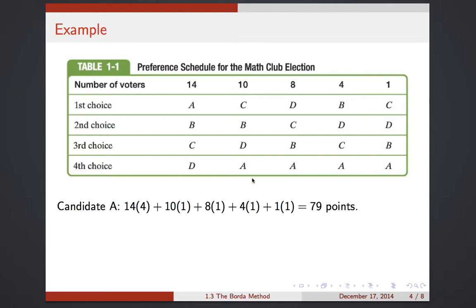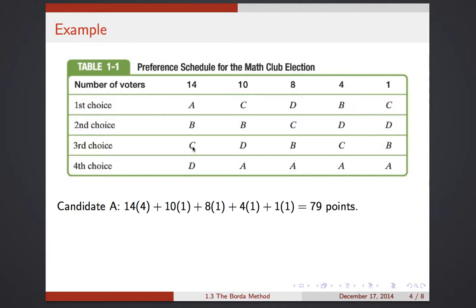So if you're going to use the Borda method, what you do is you just march through each candidate and give each of them a point value based on the system I just described. So in this election, there are 4 candidates. So that means a first place vote is worth 4 points. A second place vote is worth 3 points. A third place vote is worth 2 points. And a fourth place vote is worth 1 point.